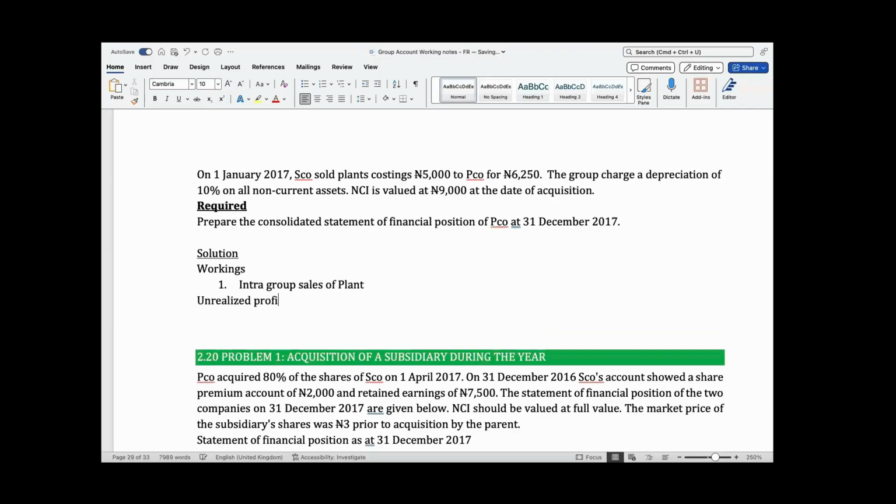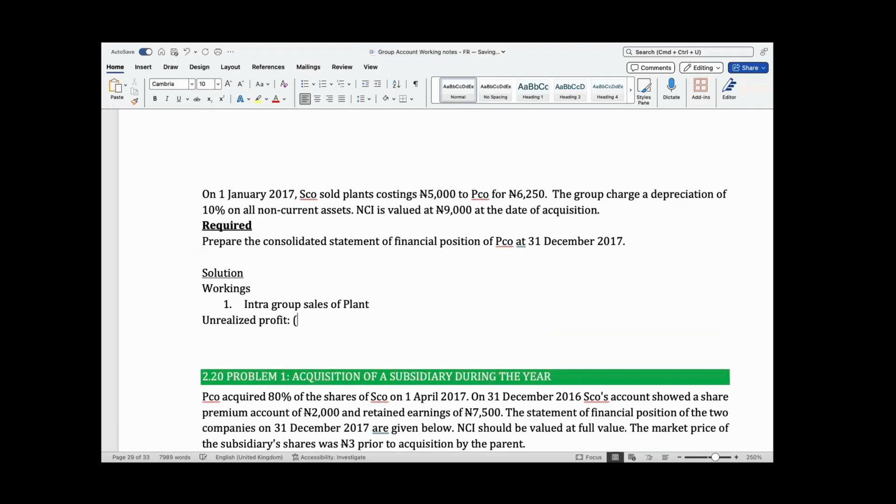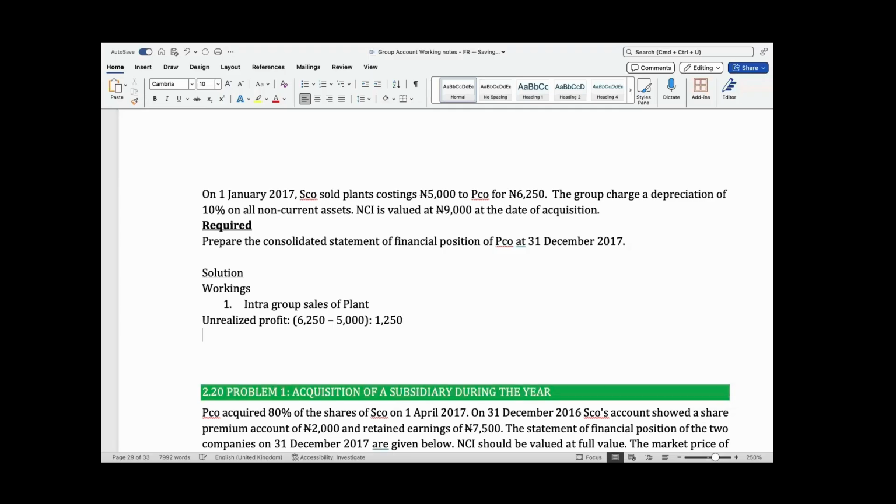Unrealized profits. And what's the unrealized profit here? 6,250 minus 5,000, and that's 1,250. Because the cost of the plant was 5,000, and he sold it to Pico for 6,250, so he made a profit of 1,250.